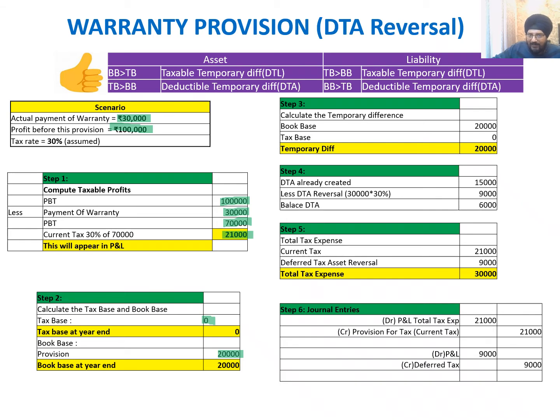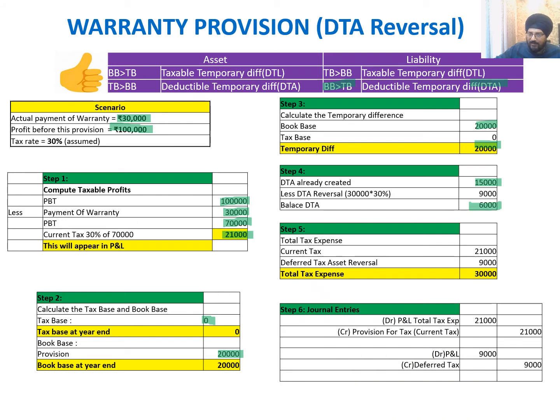So we'll again calculate the temporary difference. My book base, again this is the same scenario, is more than my tax base, which means that it is a DTA. So we have to create the DTA on 20,000. But we already created the DTA on 50,000 in the last year, which is 15,000. So we are already carrying a DTA of 15,000.